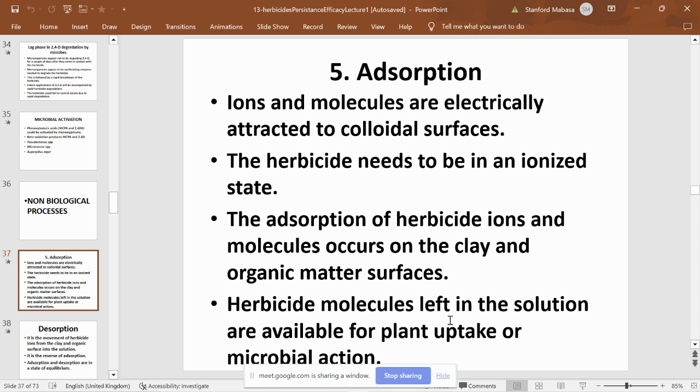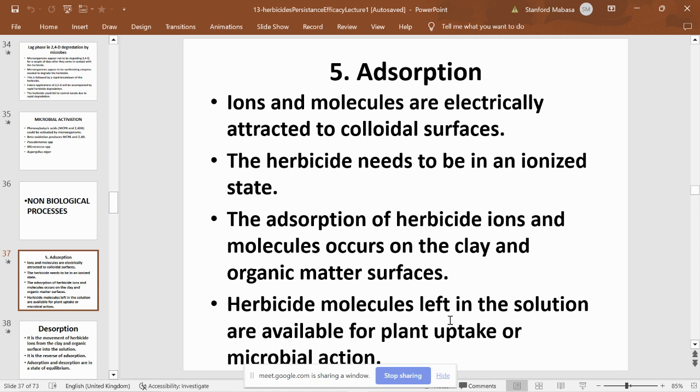whereas most of the herbicides will present positive charges. So we have ions and molecules from herbicides, which are electrically attracted to soil colloids or colloidal surfaces, which could be clay minerals or organic matter. Now, ions are charged molecules of herbicides. So the herbicide needs to be in an ionized state before it can be attracted to the clay minerals or to the organic matter.